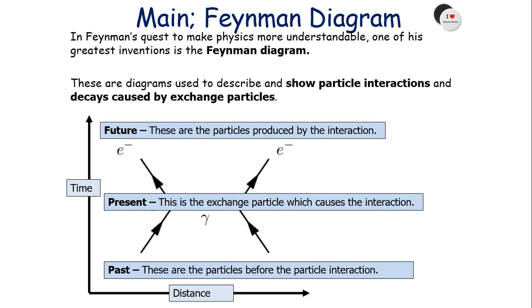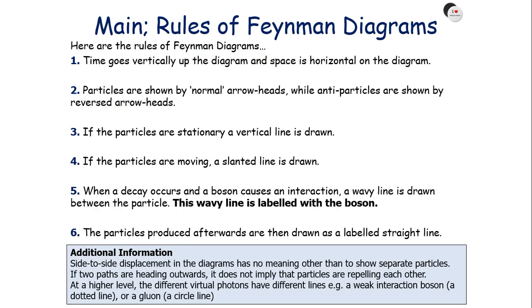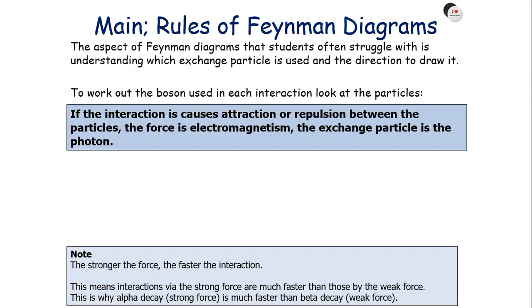So in our Feynman diagram, we've got the past, which occurs at the bottom, the present, which is when the exchange particle is exchanged to cause the force, and then you've got the future, what happens due to this force occurring. So let's work this through. What are the rules of the Feynman diagram? Time goes up vertically, space goes along horizontally, particles are shown by arrows. If the particles are stationary, you draw a vertical arrow. If the particles are moving, you draw a slanted arrow. To show an interaction, a force, you draw a wavy line to indicate an exchange particle, and then you draw the particles after that.